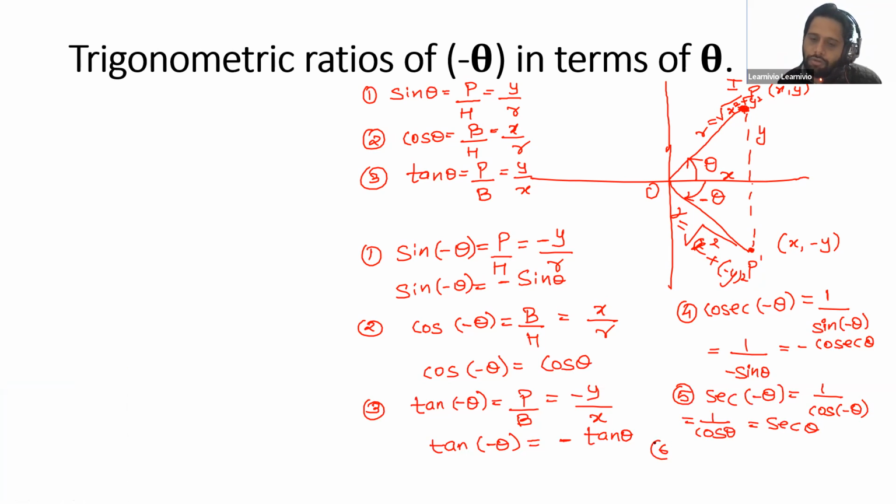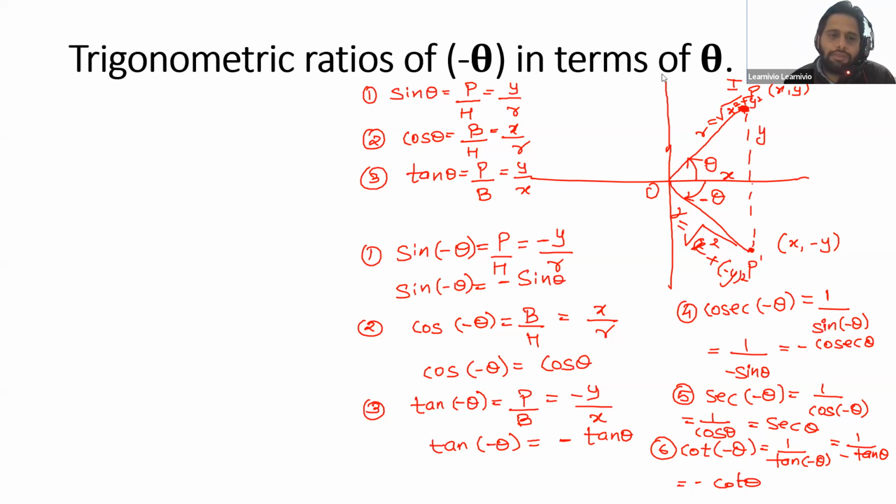Now the last is cot minus theta. This we can write as 1 by tan minus theta. We can say this is 1 by minus tan theta. And 1 by tan theta is cot theta, so it is minus cot theta. Okay, so we have these 6 formulas.